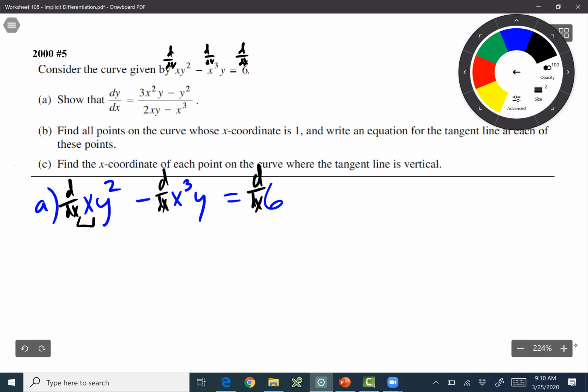So first one is product rule. So derivative of x is 1, leave y squared alone, plus now leave x alone. Derivative of y squared is 2y dy dx.